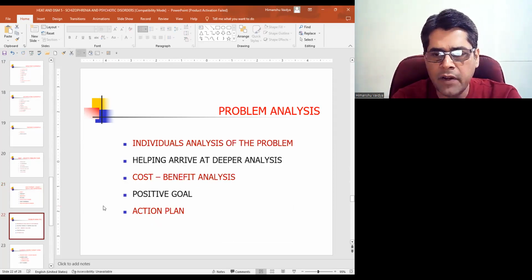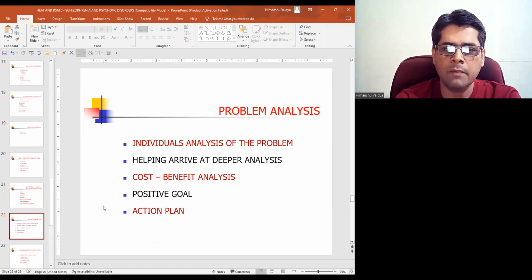After safety, trust, and self-expression, we go to problem analysis. Start with the person: how he analyzes the problem, how he looks at the cost-benefit analysis, how he thinks of a positive goal and an action plan, and then come to your own.